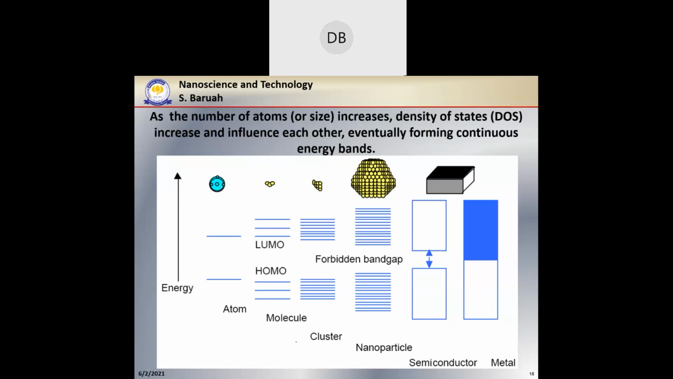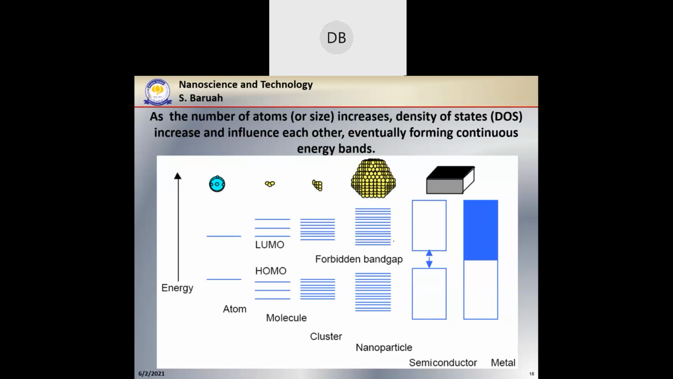Okay, so now we go to a cluster. Cluster means a few molecules or atoms together. That is the starting of a nanoparticle. Okay, we start with a cluster and these clusters add up to become a nanoparticle like this, and this is how it goes on. You see the variations in the position of the energy levels.